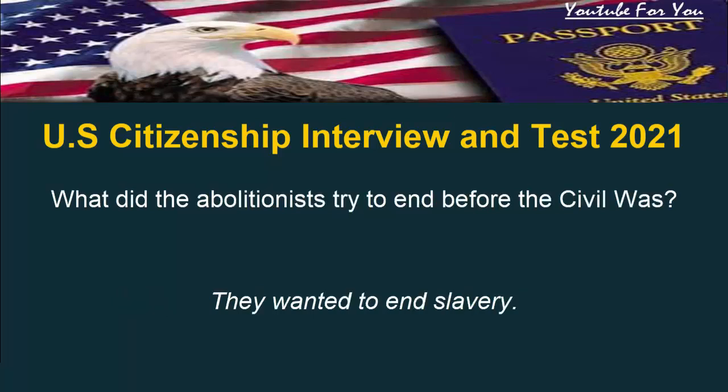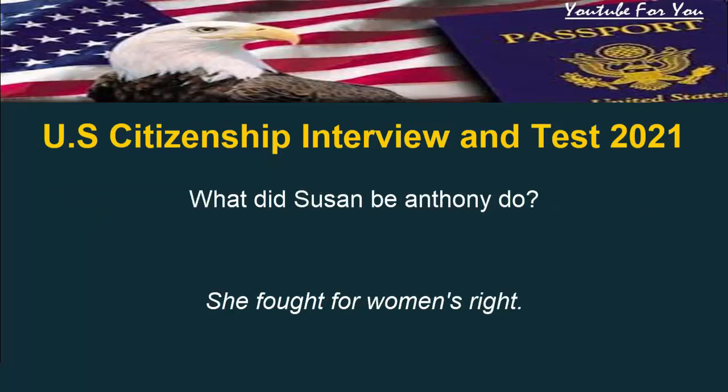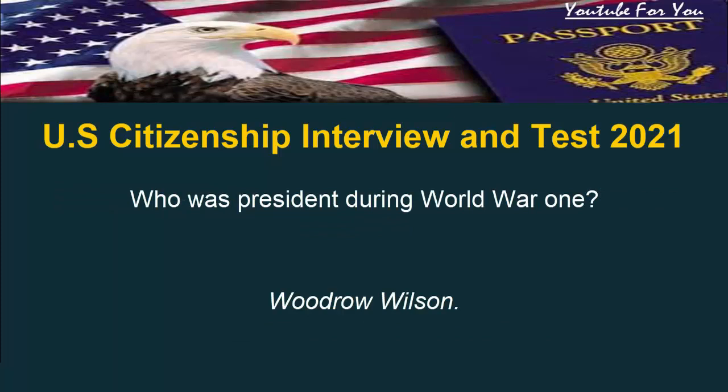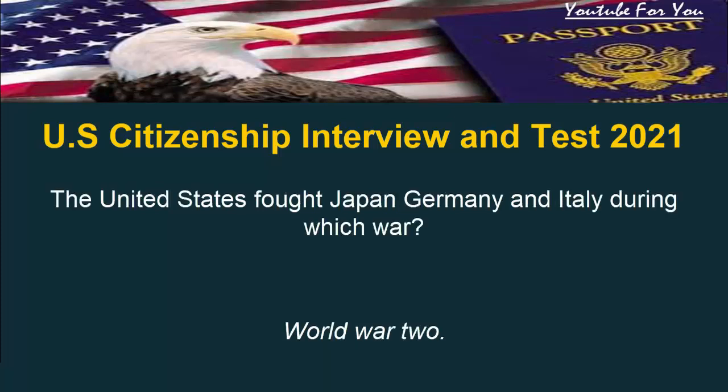What did the abolitionists try to end before the Civil War? They wanted to end slavery. What did Susan B. Anthony do? She fought for women's rights. Name one war fought by the United States in the 1900s. World War II and the Vietnam War. Who was president during World War I? Woodrow Wilson. The United States fought Japan, Germany, and Italy during which war?